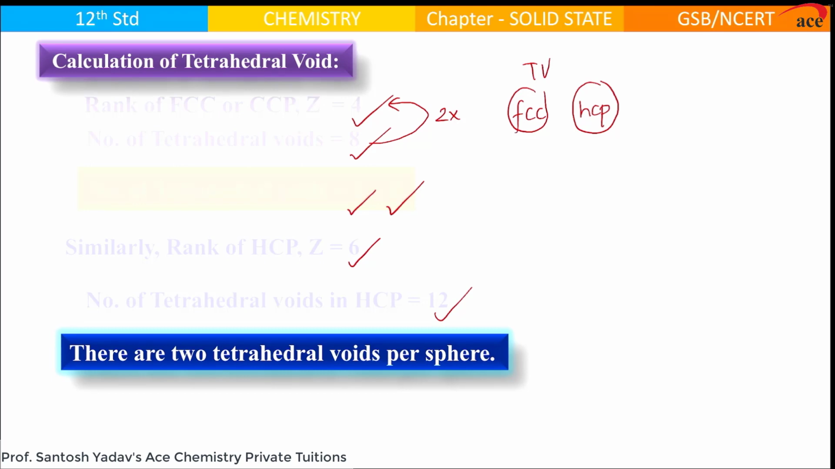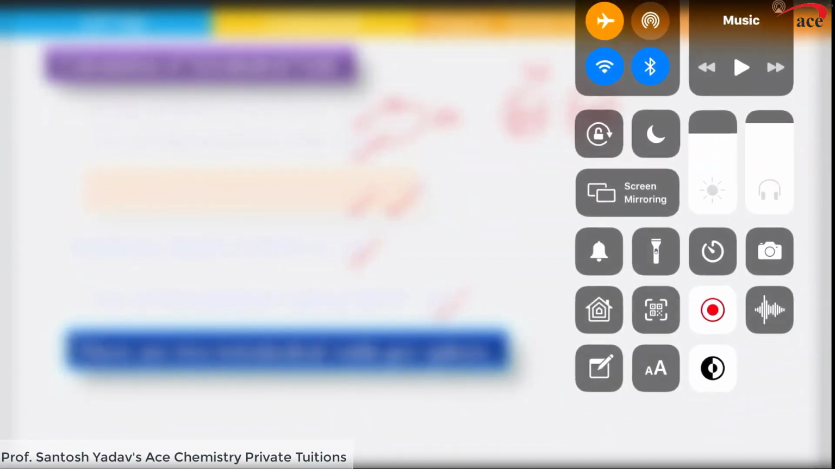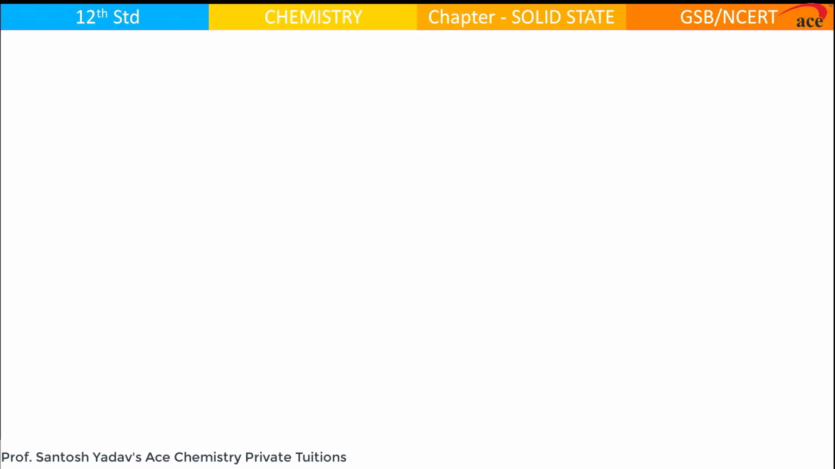So, we will stop here only. In the next session, we will continue with octahedral voids. Set of void, octahedral void.